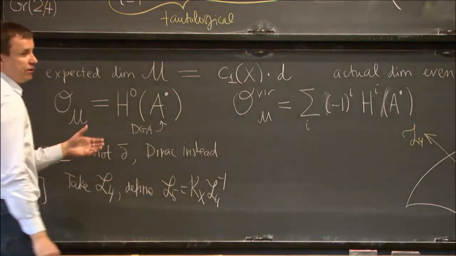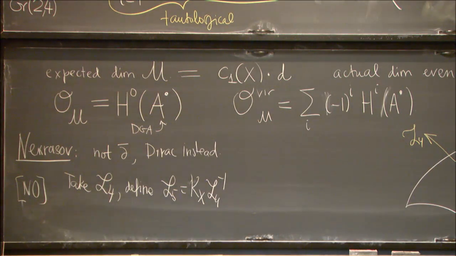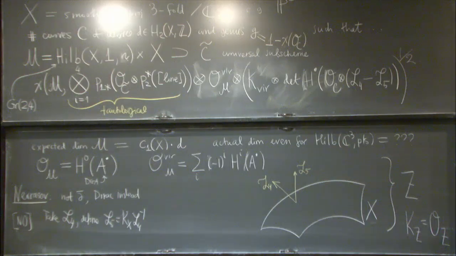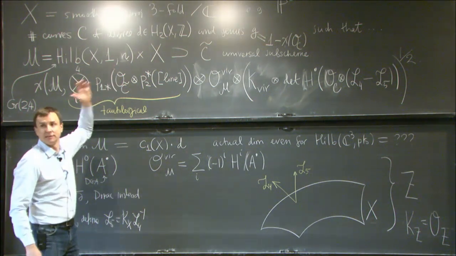And so now what can you do with this? So now I've defined for you something. Arbitrary threefold, arbitrary Hilbert scheme. One-dimensional subscheme, yeah. It can be arbitrary, yeah. This could be anything, yeah.